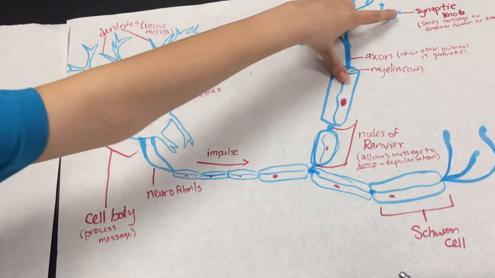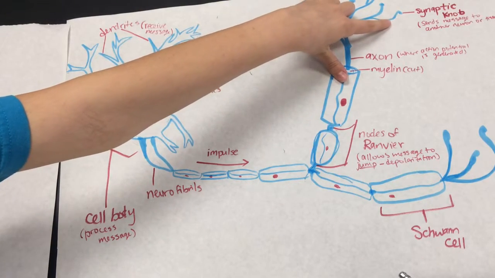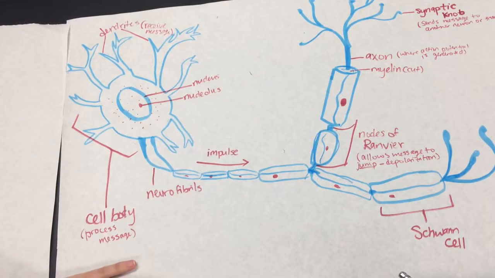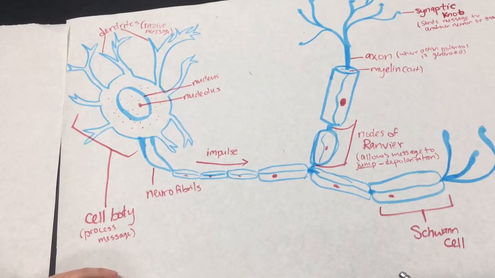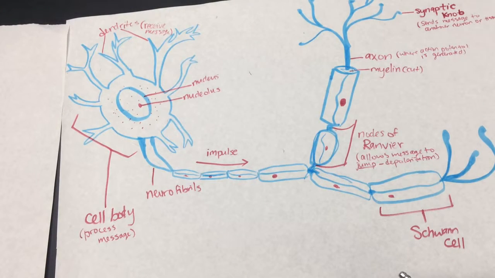Then the synaptic knob sends the message to another neuron or tissue. And then the Schwann cell and myelin work together to insulate. And basically an overview of this process.